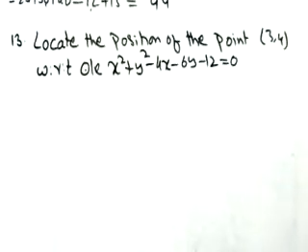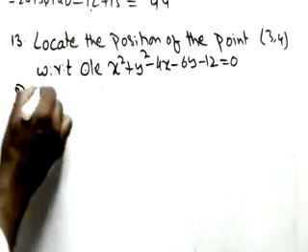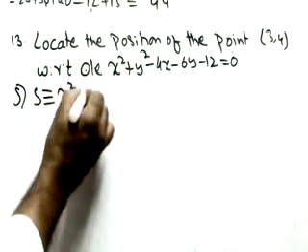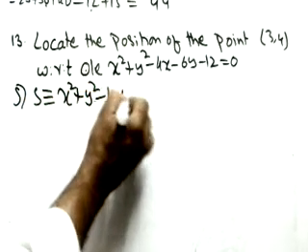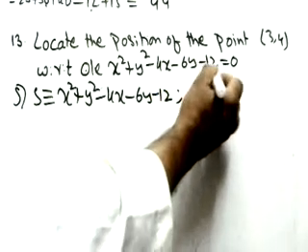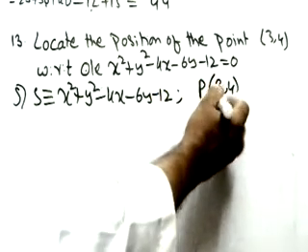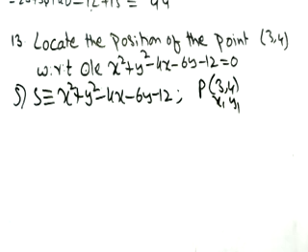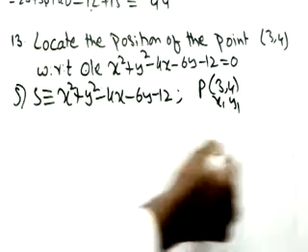So let me do one more question here. Locate the position of the point with respect to the circle. So let me write the circle as S. This is x square plus y square minus 4x minus 6y minus 12. Now what is the point here? The point is 3 comma 4. Let me take this as x1, y1.